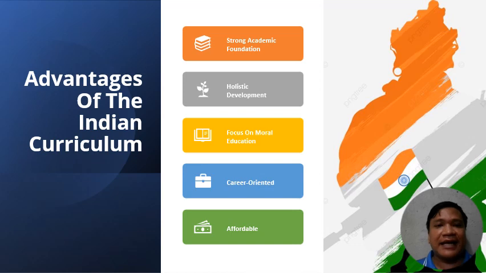Last but not the least, the Indian curriculum is relatively affordable compared to other education systems. So mas mura ang education system sa India compared to different countries. Ito yung naging advantage ng India compared sa England na mas mura nga yung kanilang education system if we compare it in terms of England po. This makes it accessible to a large section of the population, including those with low income. So kahit mahirap sila, they can afford education in terms of their academic freedom po.